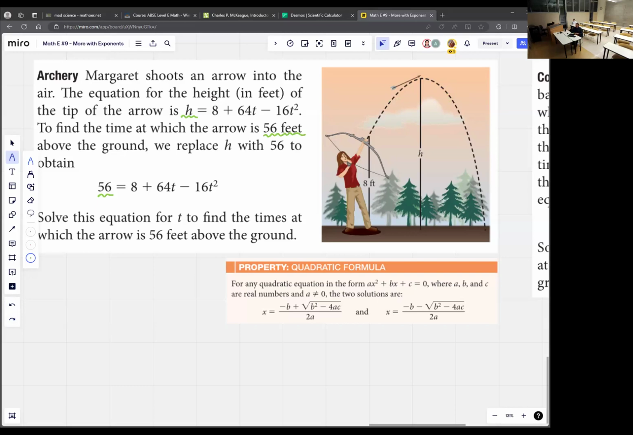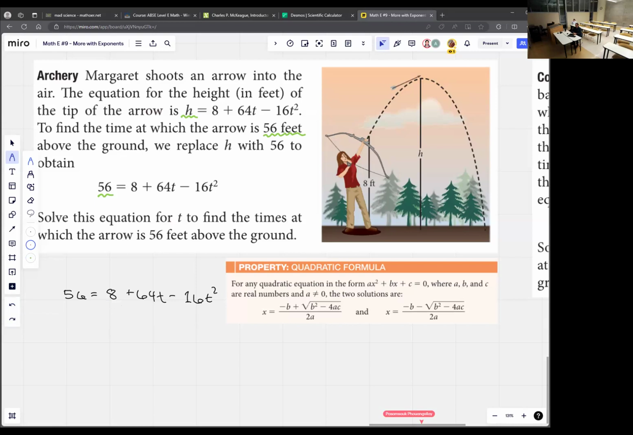Okay. I have this equation. Let me recopy it. So 56 equals 8 plus 64t minus 16t squared. I want it to be ax squared plus bx plus c equals 0 format. So I could just move the 56 over. But if I do that, it's going to make this 8 negative, because I'm subtracting 56. And I have another negative here. So since I dislike negative coefficients, I'm going to move things all over to the left-hand side. You could choose the other way and it would work out the same.